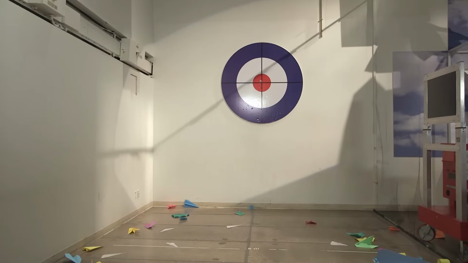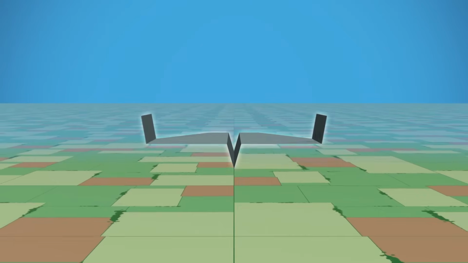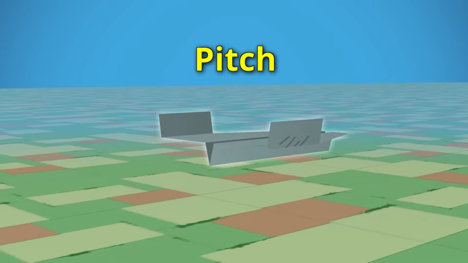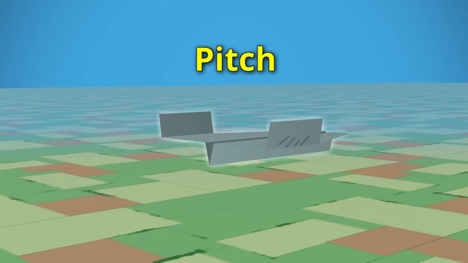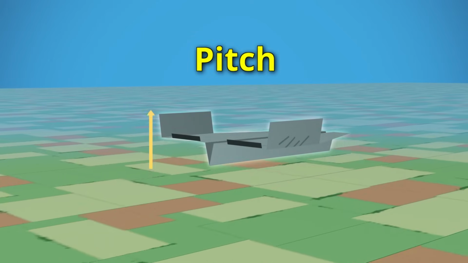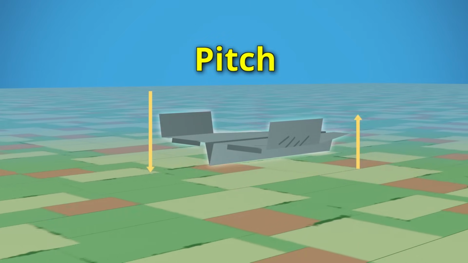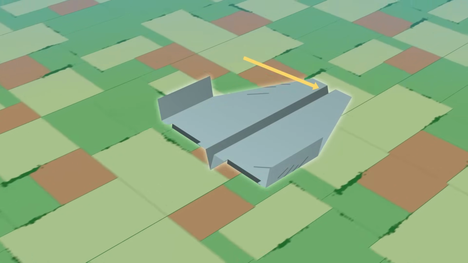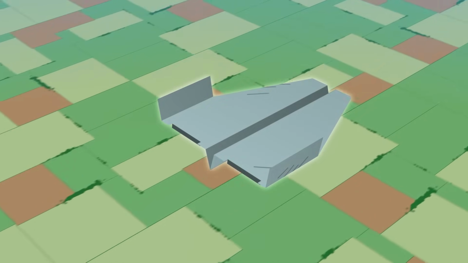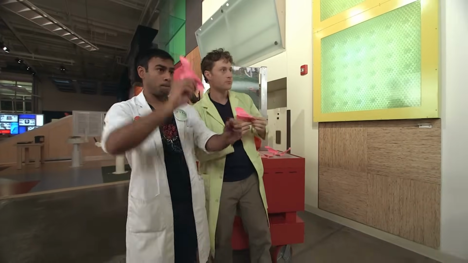What's that? Your airplane goes straight up or straight down? Sounds like you have a problem with pitch. Sorry, pitch. Pitch is when your airplane moves like this or like this. To fix it, bend the ends of both wings up if you pitch down, or down if you pitch up. Adding a weight to the nose also helps if you've got a problem with high pitch. Great, your turn. All right, here we go.